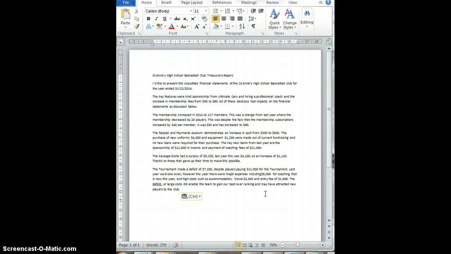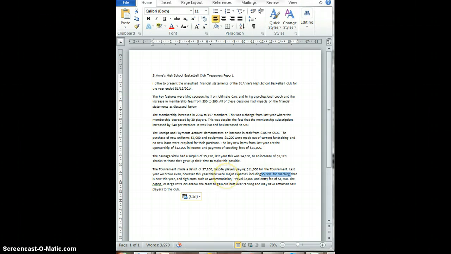Players paid $11,000 to go to the tournament, but the costs were actually quite high. The major cost, therefore, we'll detail. Last year we broke even, this year a loss. Huge difference. They want to know why. So the major cost really was that $5,000 for coaching. That's new this year. Okay, good.